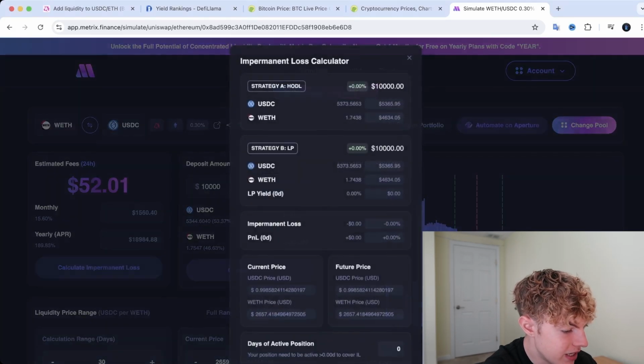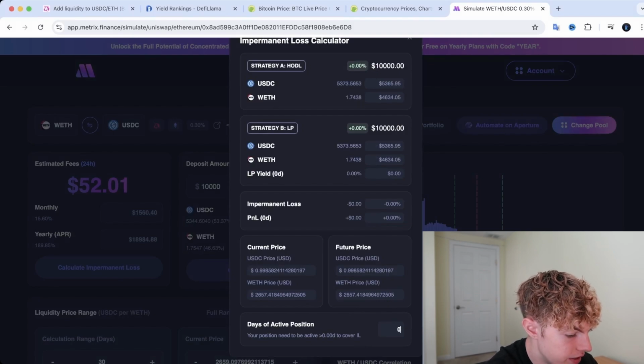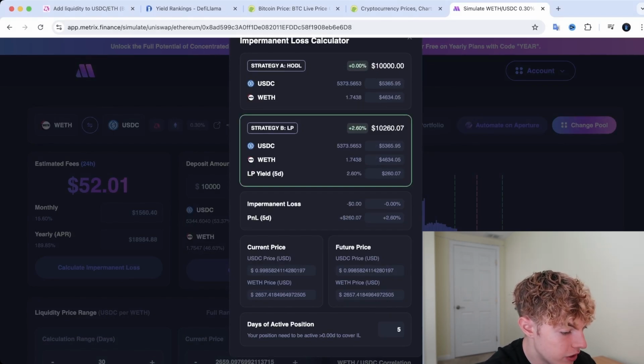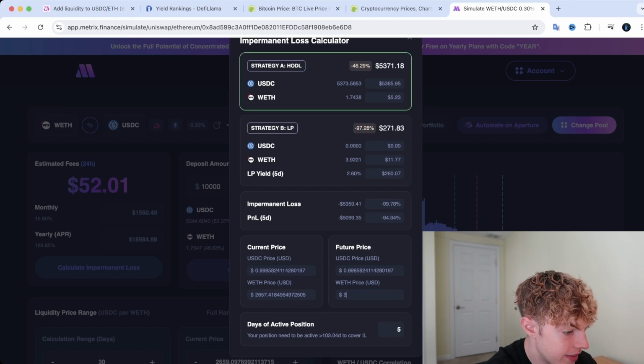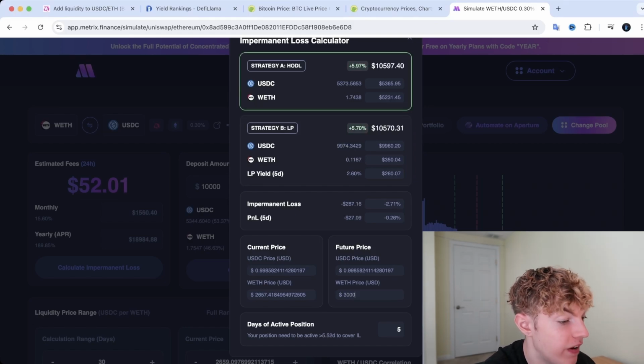So let's just say, for example, I'm in range for 5 days here. And then also if Ethereum, let's just say, goes to the price of 3,000, we would end up with $10,570. So in 5 days, that would be almost $600 profit. So this is a pretty solid strategy, and essentially we're dollar cost averaging out of the Ethereum position as the price goes up. And then we're basically moving that into USDC, and of course we have the liquidity pool yield.